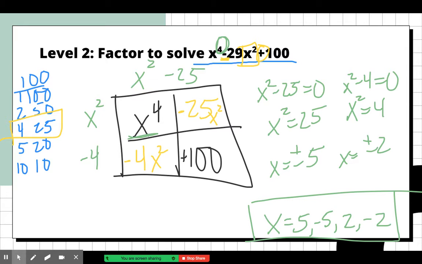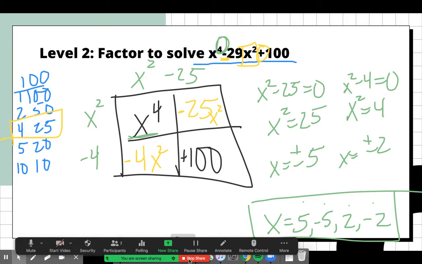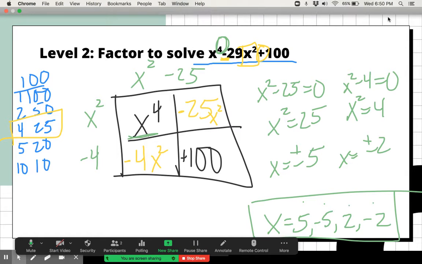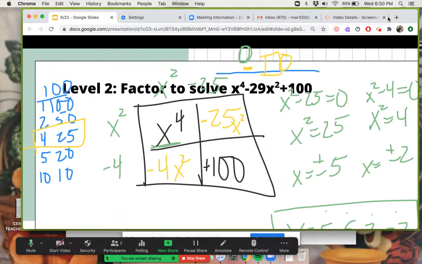Because my exponent is 4, I should see 1, 2, 3, 4 zeros. So good job with that one. You should be moving on to the next section.